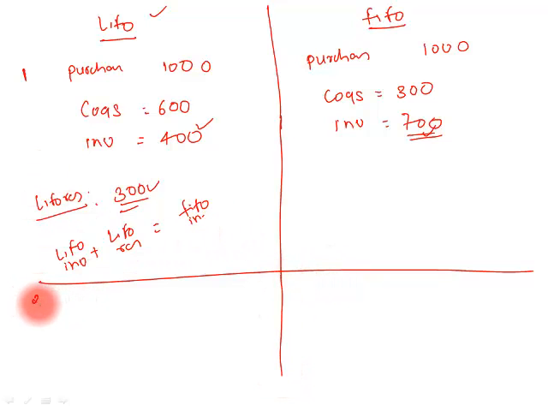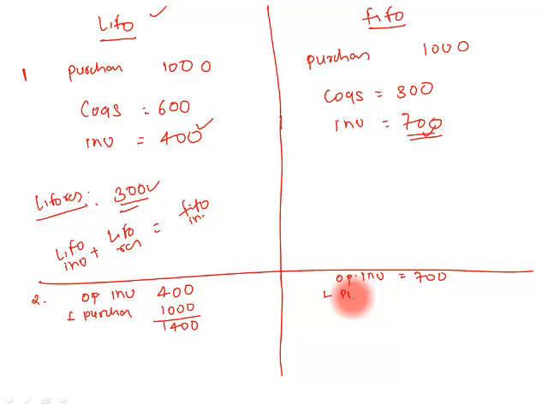So this is year 2 now. I have an opening inventory amount, let us say of 400, plus I made another purchase of 1000. So I have total inventory of 1400. Here I have opening inventory amount of 700, plus I made another purchase of 1000, so 1700. When I make purchases, the value would be the same whether I'm using LIFO or FIFO, because my money is going out then. Now I have a COGS here of, let us say, 500, and a COGS here of 400.